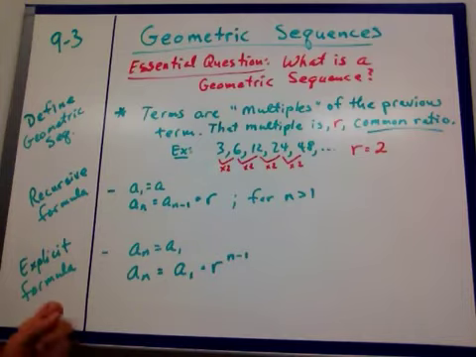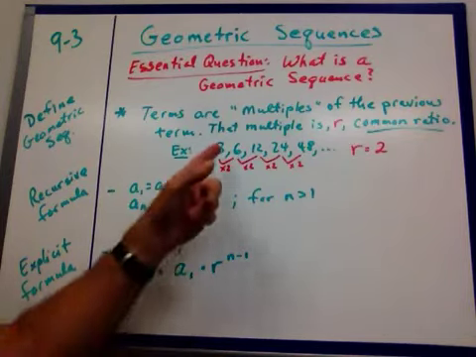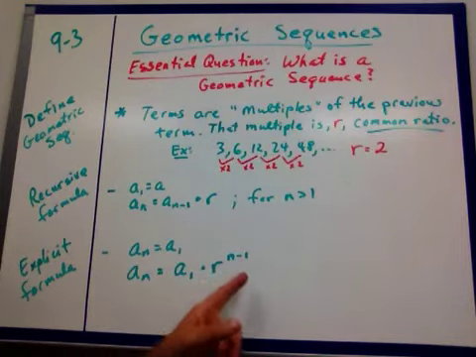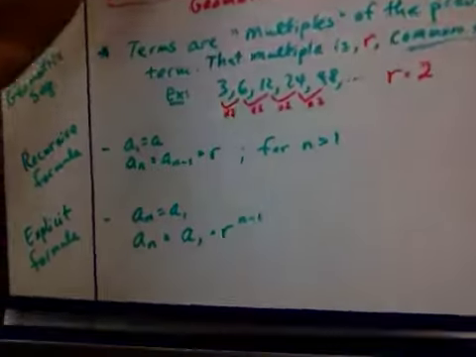The explicit, it doesn't matter, we can find the 100th term by just plugging in 100 for n. A_n equals A1, the first term, like 3, times R to the n minus 1. So here you're going to get an exponent, so you've got to be careful with that. Let's take a look at some examples.